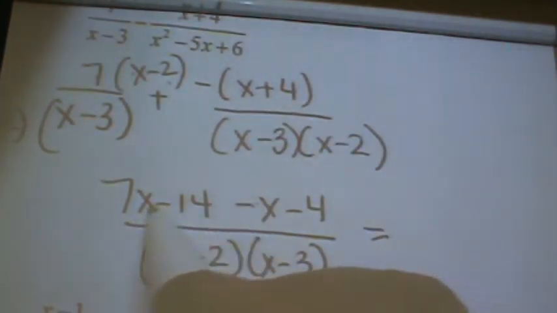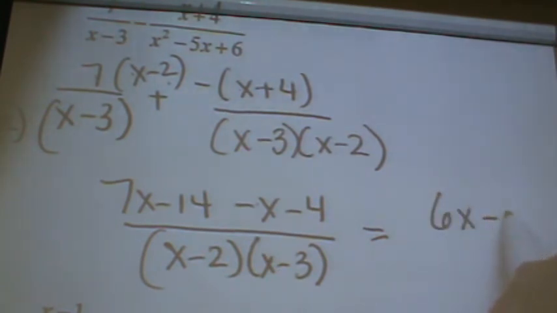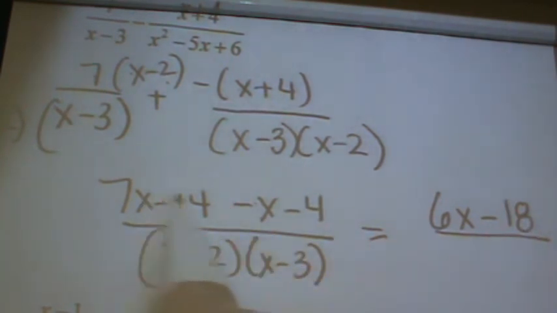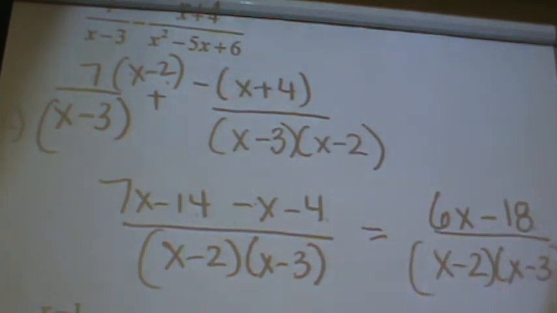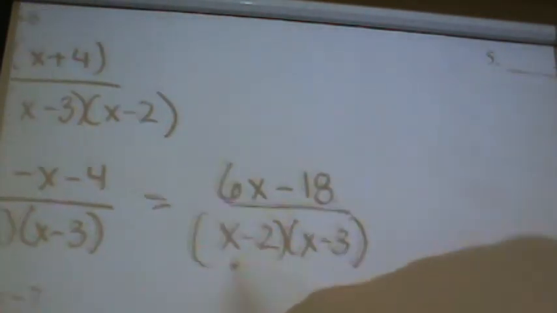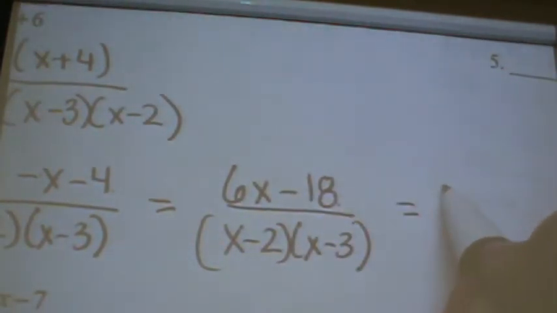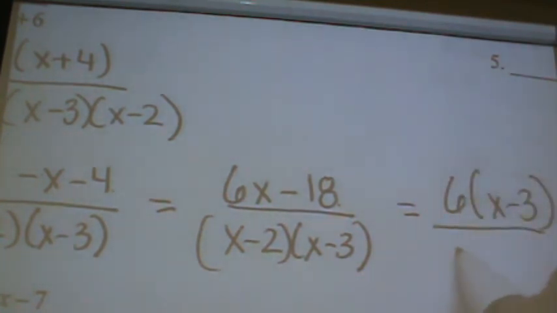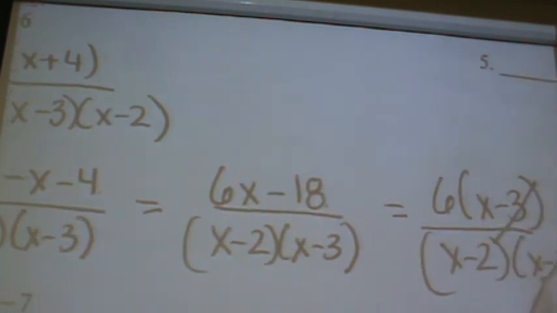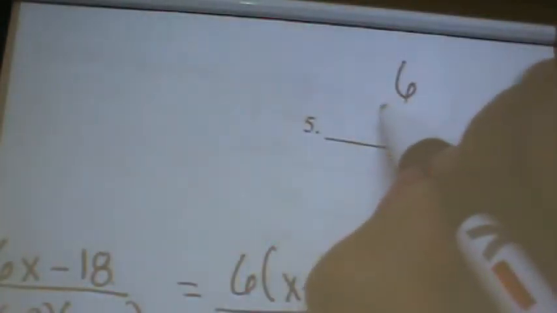So you have 6x minus 18. Does everyone understand that? 6x, so 7x minus x is 6x. Negative 14 minus 4 is negative 18. Now let's see, can we take something out of the numerator? 3, 6. What else canceled? So your answer is 6 over x minus 2.